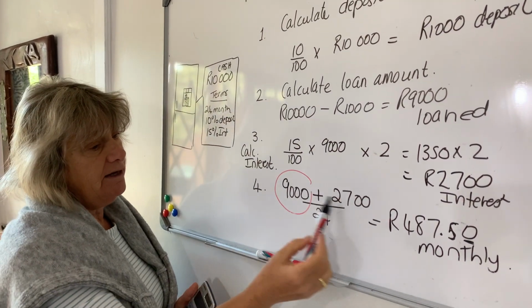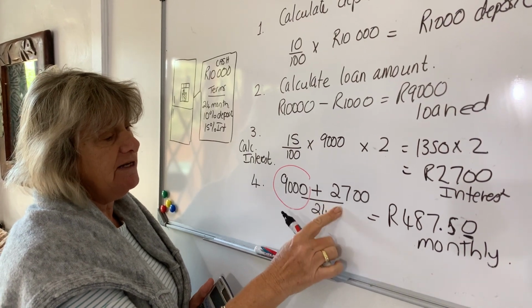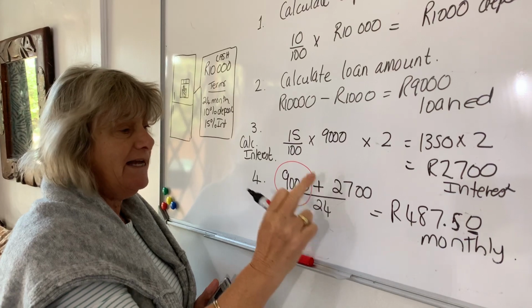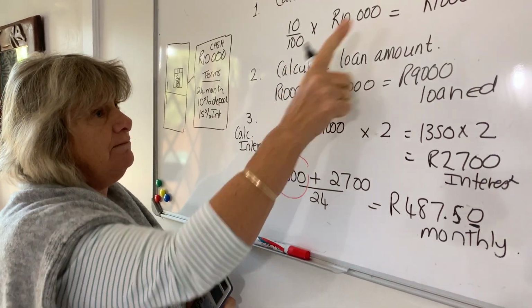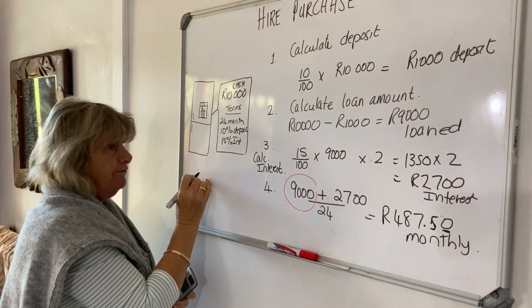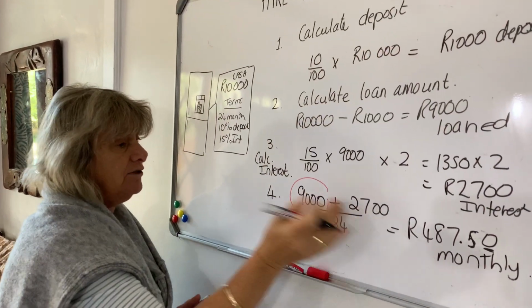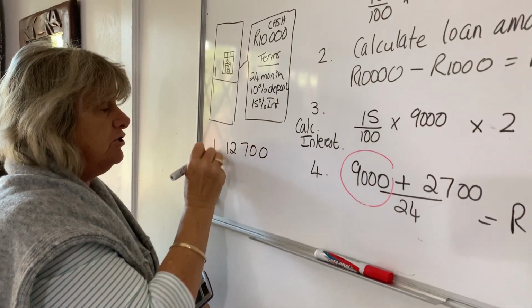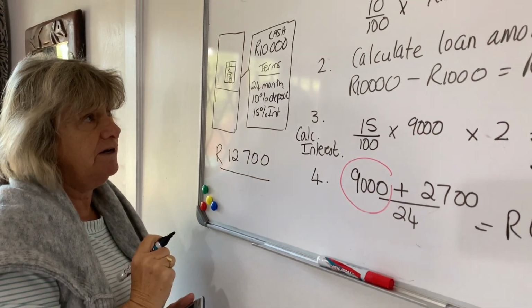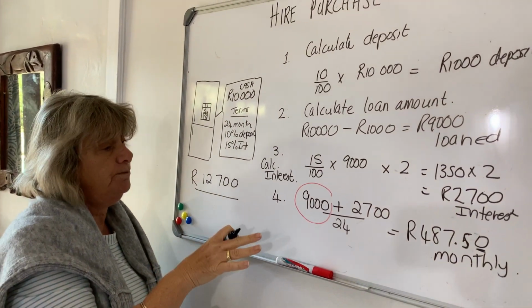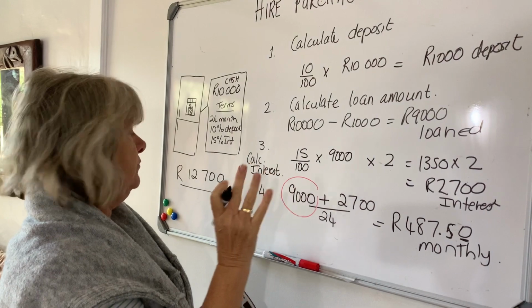So over here we have 11,700 Rand. That is the amount you loan plus the interest, but that is not the total you paid. You must remember to add in the deposit. So the total amount paid for the fridge is actually 10,000 plus the interest. So actually the total paid for the fridge is 12,700. The cash price was 10,000, but the total that you paid was 12,700.